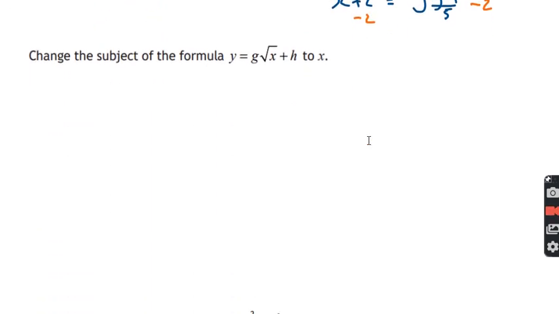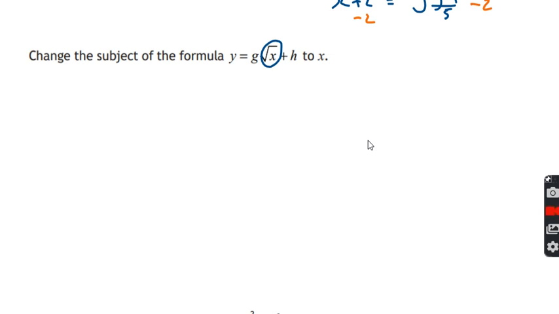So let's do a few Nat5 examples. Let's change the subject to this one. So we're looking for x to be the subject. So there's x. Another little tip as well is that usually you're working your way in towards the x as well. So it's almost like you're starting on the outside, working your way in.